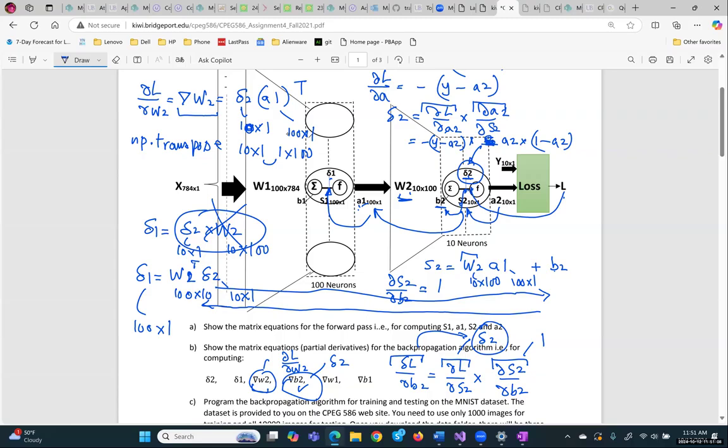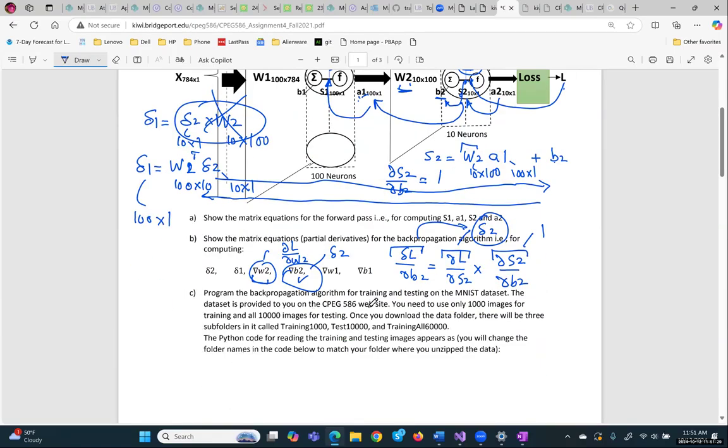Now you can go further and compute partial L over partial W1 in terms of deltas, and then partial L over partial B1 in terms of deltas. So part B is easy. Then you will program it.